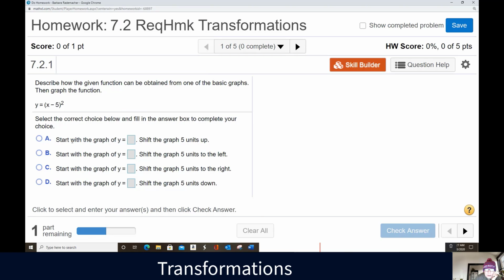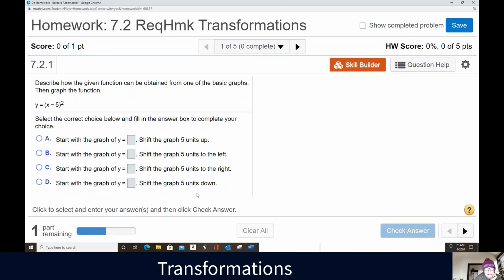Now, we have to read each one. Start with the graph of y equals whatever the basic function is, and it's going to be x squared. Shift the graph up 5 units. No. Start with the graph of y equals x squared. Shift the graph 5 units to the left. That would make sense, but no. Start with the graph of y and shift the graph 5 units to the right. Bingo! That's our answer.